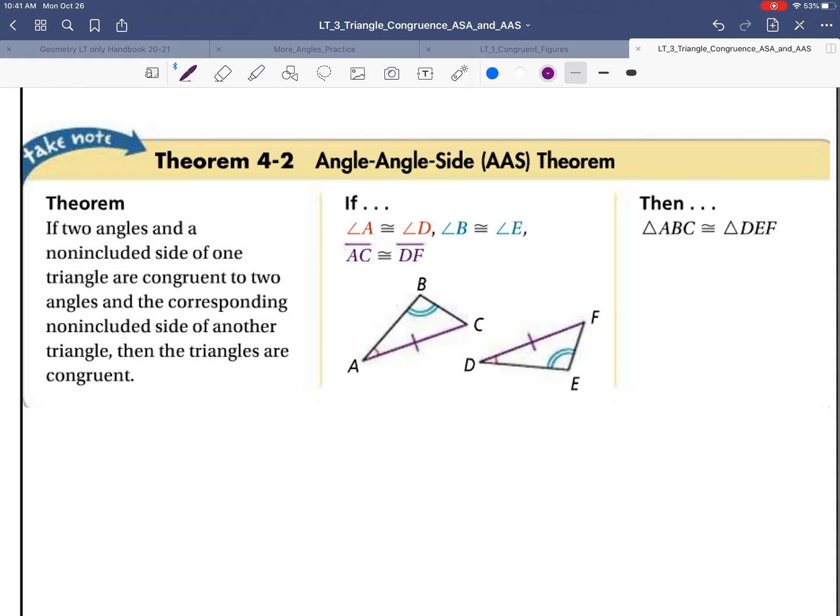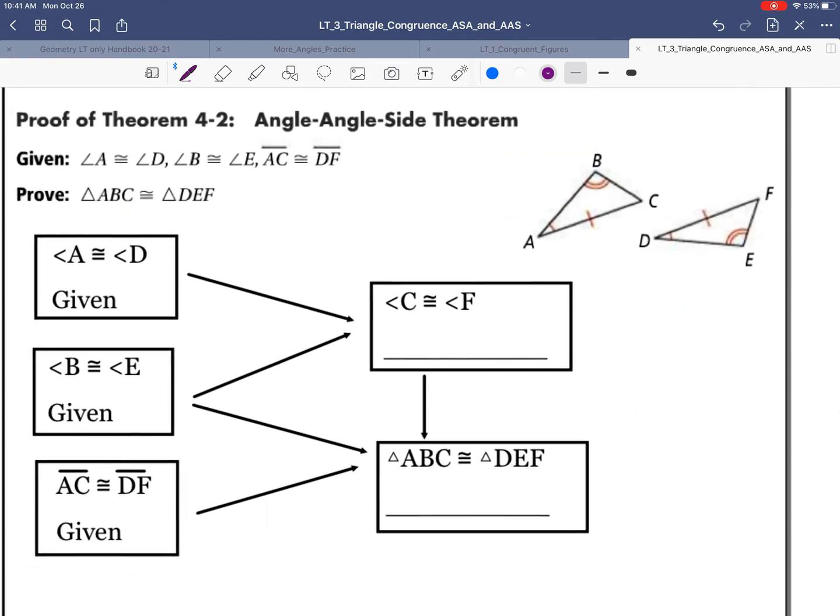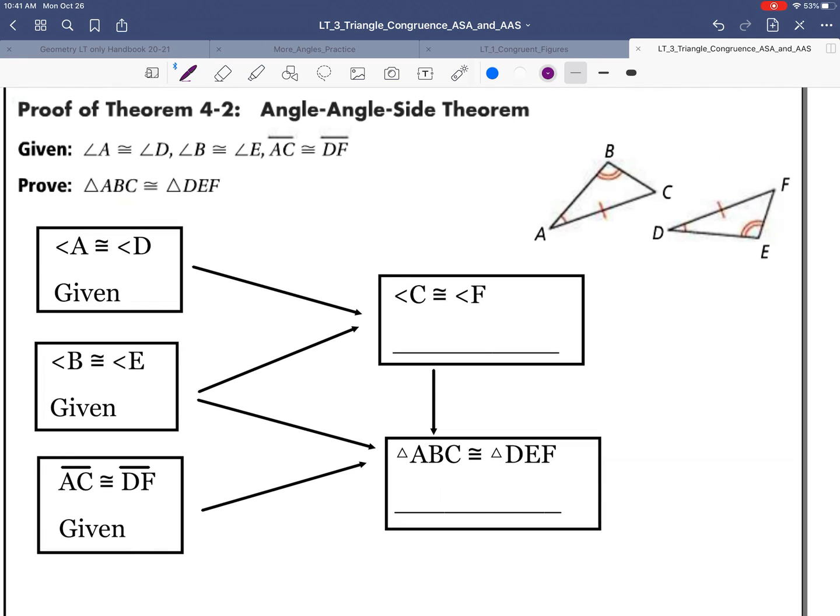We also learned in one of our shortcut investigations that angle, angle, side also works. Now what that means is we have two angles and then a side congruent to two angles and then a side. It's a shortcut way to prove the two triangles congruent. Let's look at a proof for that theorem.